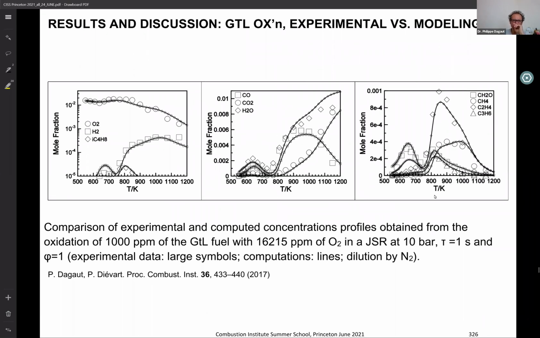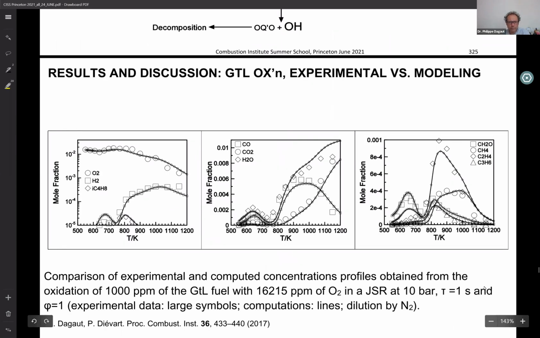So these are results obtained for the oxidation of GTL at 10 bar under stoichiometric conditions. And the large symbols represent the data, and the small symbols and line represent the modeling. You can see that this model can reproduce most of the data we measured. So oxygen consumption, formation of hydrogen here, isobutylene formation, the formation of water, formation of CO2 here, and formation of CO. Same thing for formaldehyde, methane, ethylene, propylene.